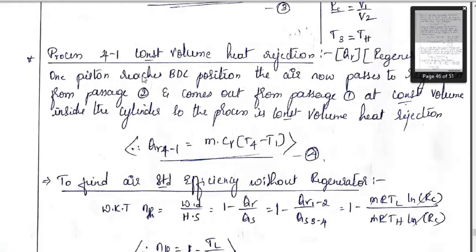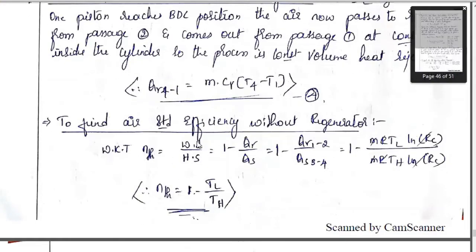Next, the last one is for constant volume heat rejection, QR equals m Cv (T4 minus T1). Considering all these as equation 4 and substituting in the thermal efficiency, we get work done by heat supply is equal to 1 minus QR by QS.